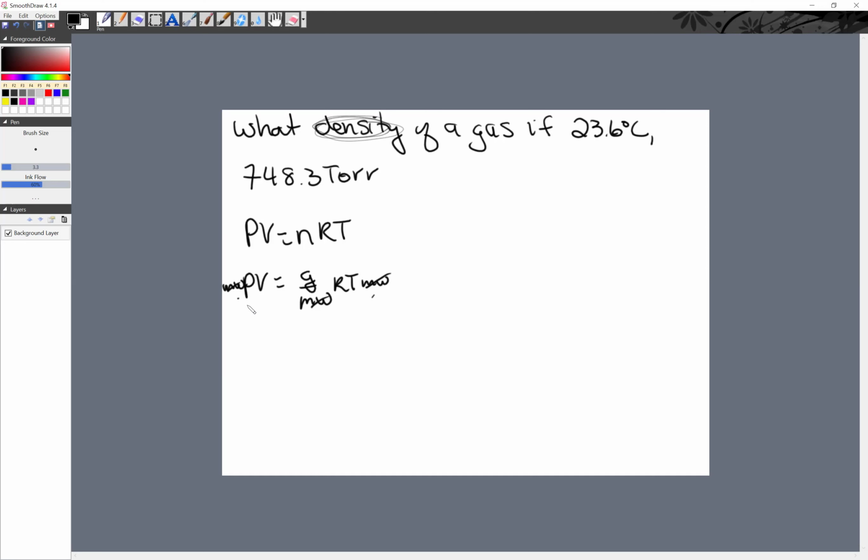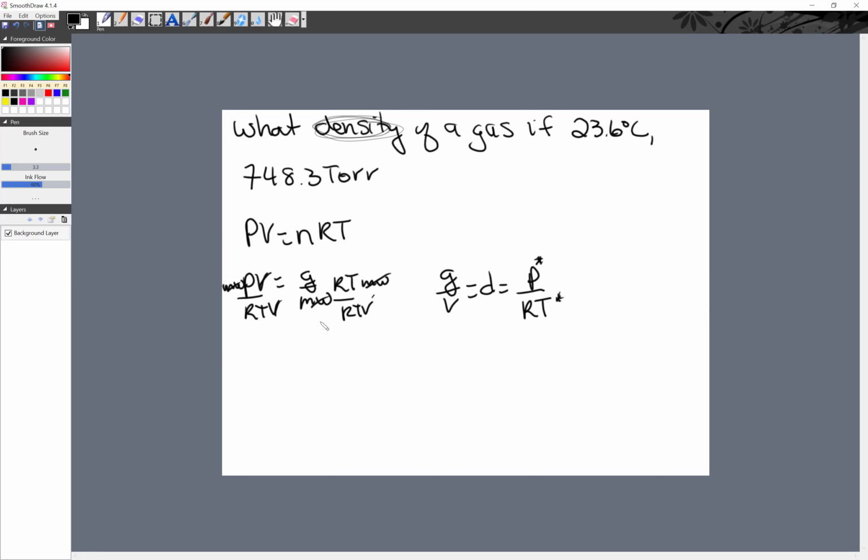And then I'm going to divide through by the RT and divide through by the V. And so G over V, which is density, is equal to E over RT. Oh, okay. Well, I know all those pieces. Do you know the pressure? Yes. Do you know the temperature? Yes. Okay, let's plug them in.